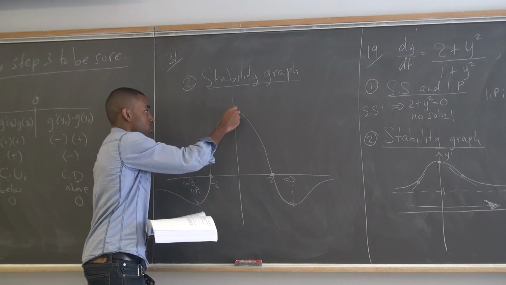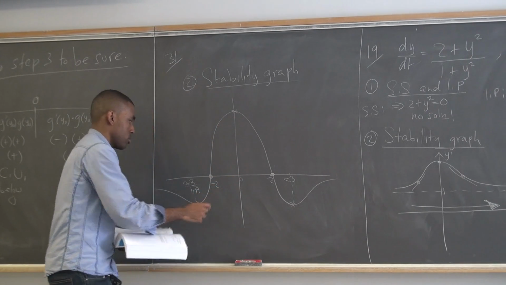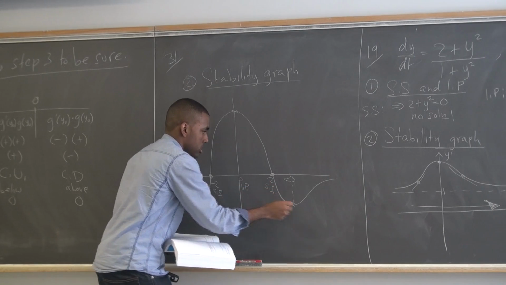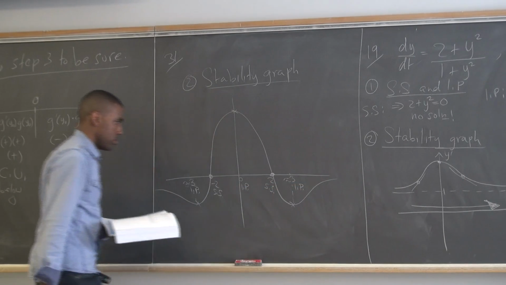And there would also be an inflection point at 0 because that's going to be a maximum. So this is a steady state. This is an inflection point. This is a steady state. This is an inflection point.